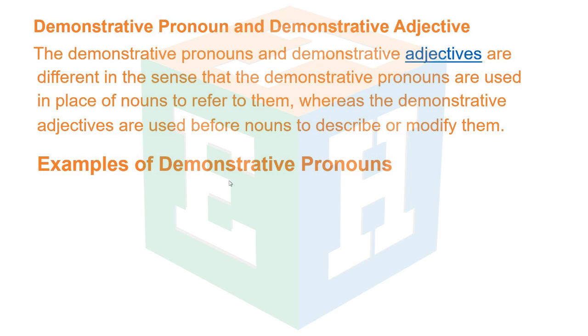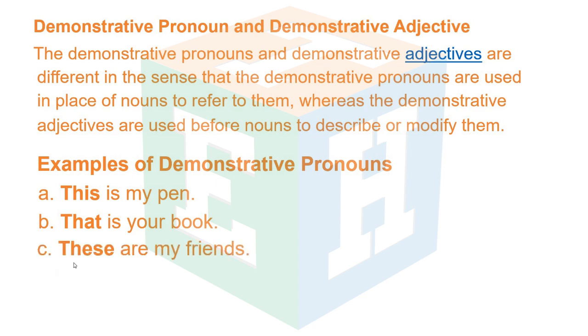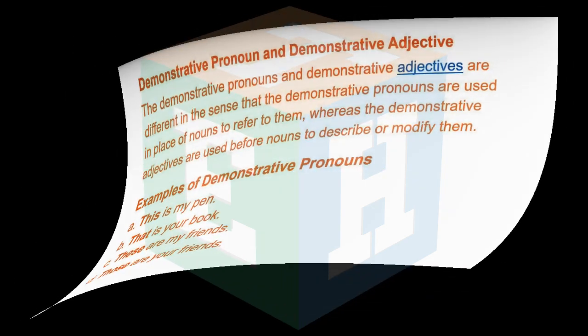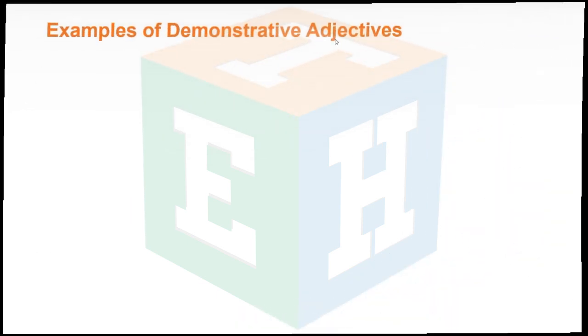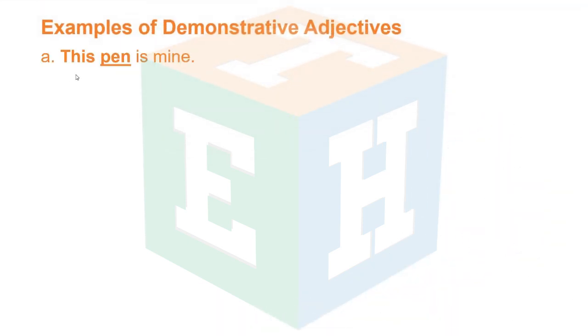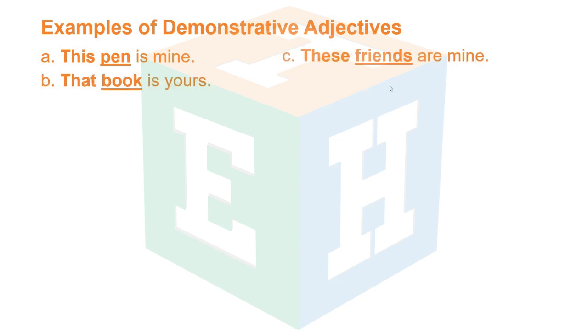Examples of demonstrative pronouns: A. This is my pen. B. That is your book. C. These are my friends. D. Those are your friends. Examples of demonstrative adjectives: A. This pen is mine. B. That book is yours. C. These friends are mine. D. Those friends are yours.